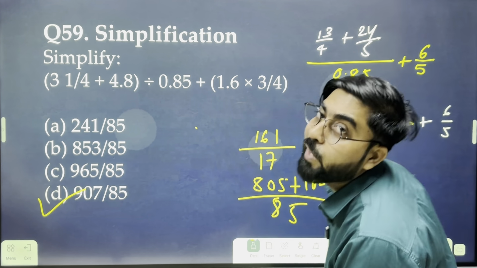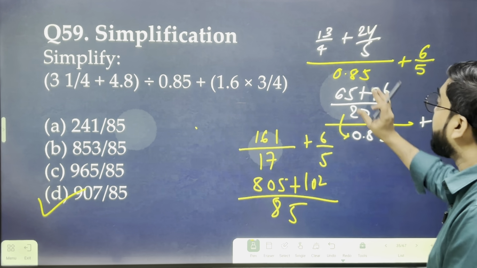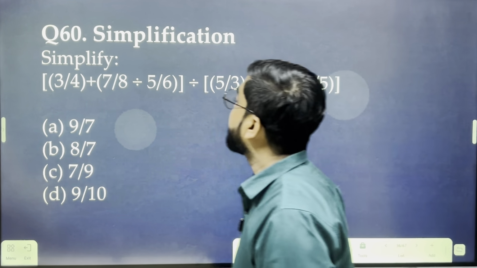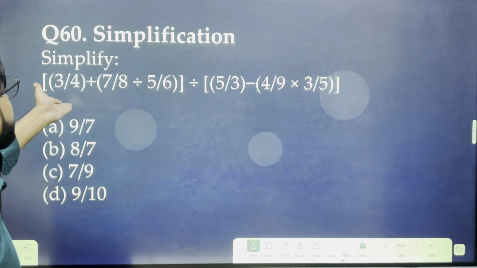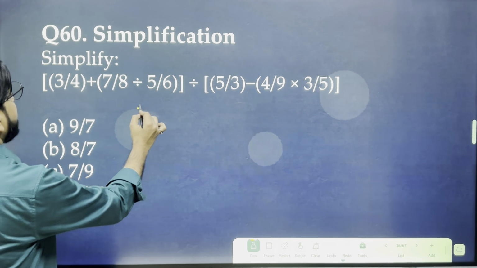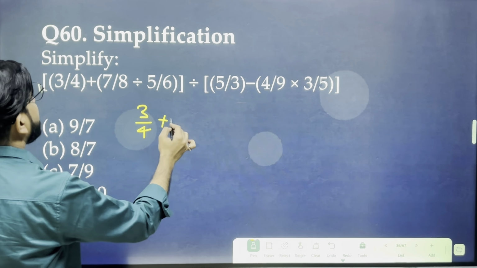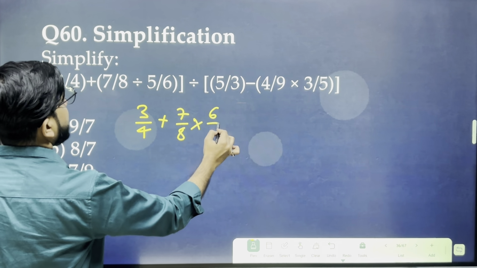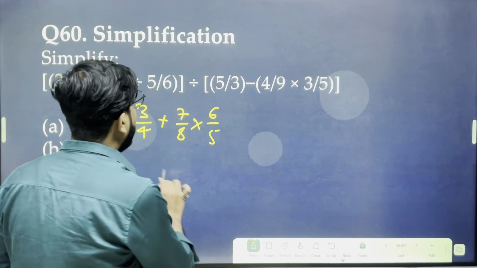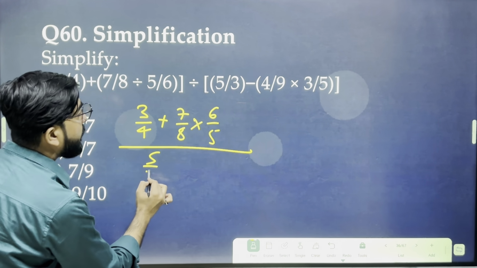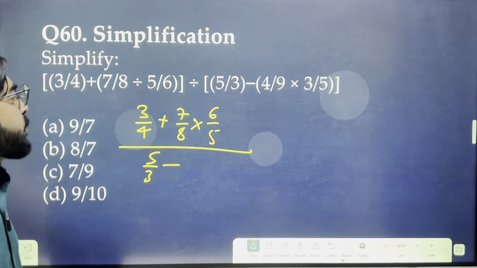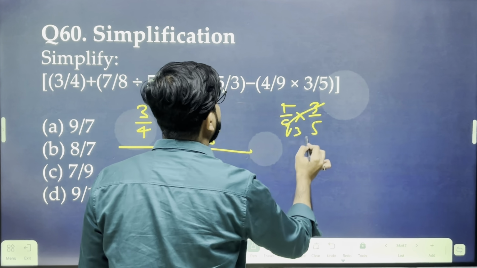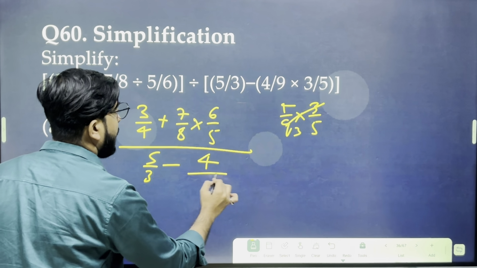Little hard work you have to do here, and use the mind as much as you can in this question. Now here is the question. Solve this. 3 by 4 plus this question, 7 by 8. Now it is division, so write reverse in the multiplication. Divide by 5 by 3 minus, use your mind here, 4 by 9, 3 by 5. So 3 3 is 9. So 4 by 15. Understood?